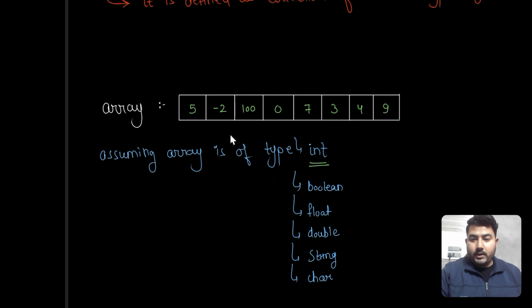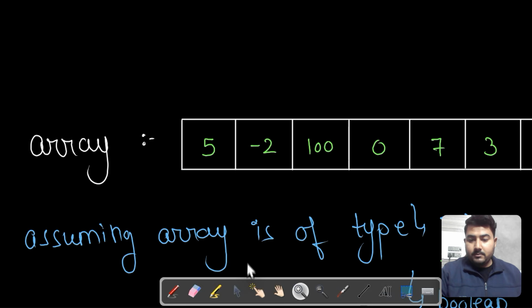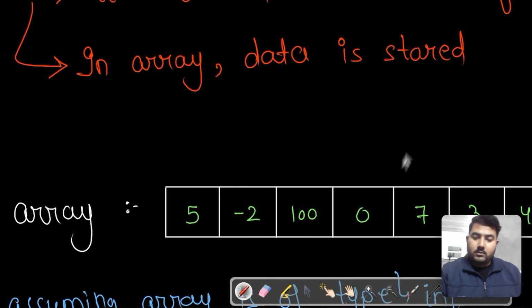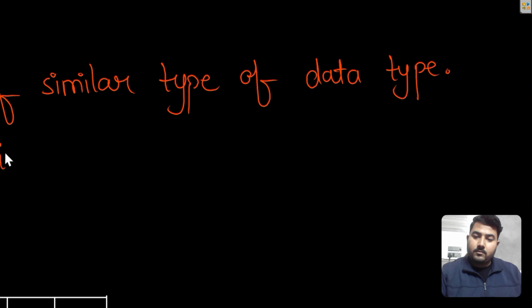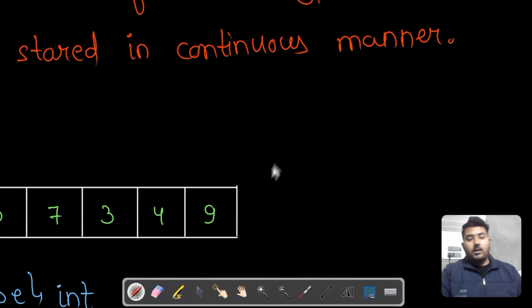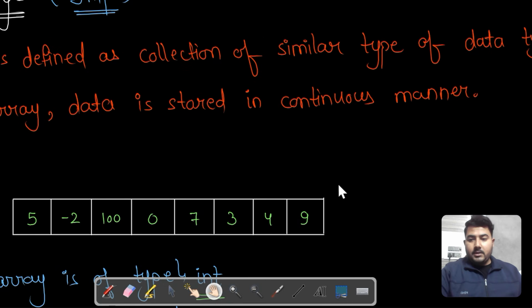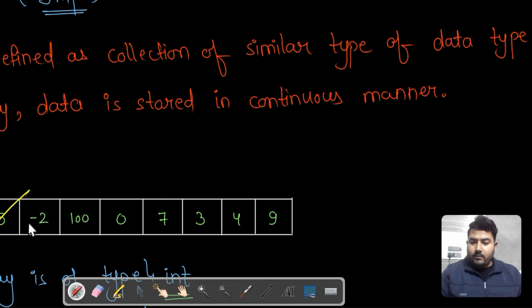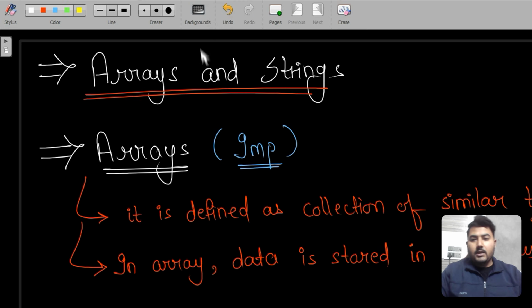And one more important point I would like to mention here itself. In an array, data is stored in a continuous manner. What this line means is, let's just assume that we have, how many elements do we have here? We have 1, 2, 3, 4, 5, 6, 7, 8. Let's suppose we have 8 data elements.